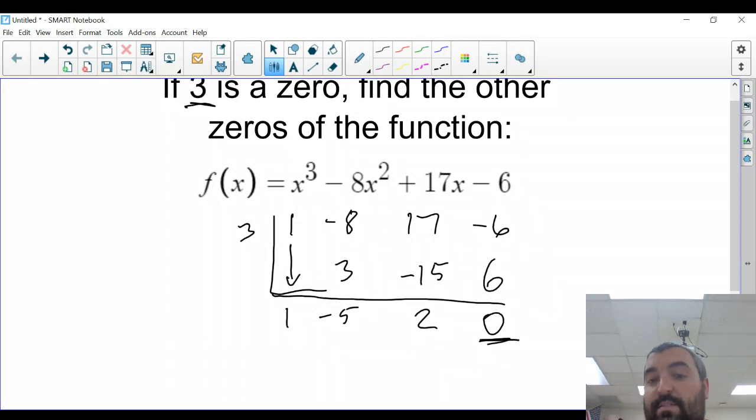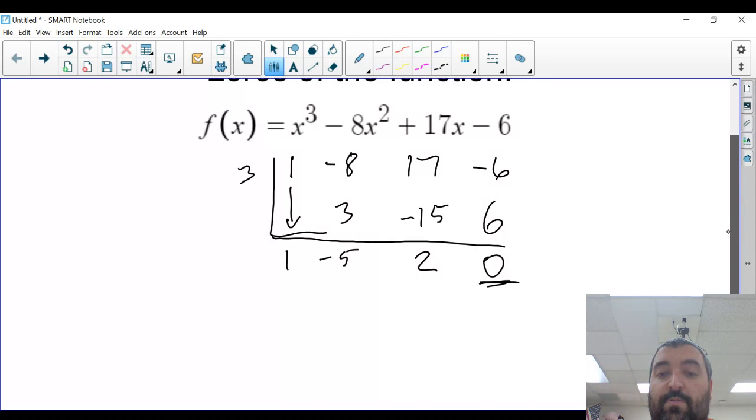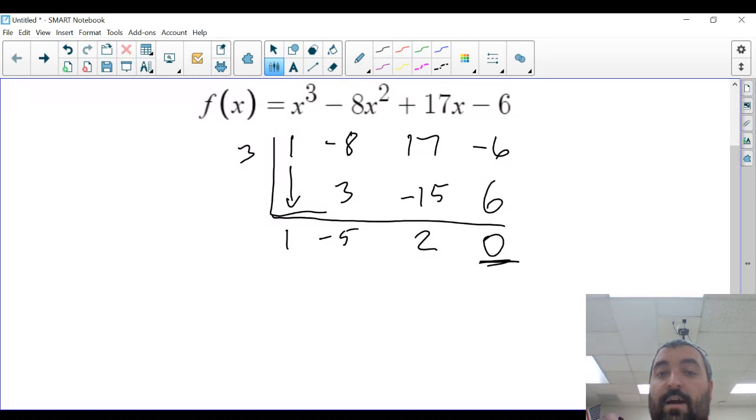If we got something other than 0, it means one of two things. Either I'm wrong in what zero I gave you, which doesn't happen often, but it could. The more likely case, though, is that there's a mistake somewhere in your synthetic division. So at this point, by doing this division, we know this is our remainder, that's our constant, that's our x, and that's our x squared.